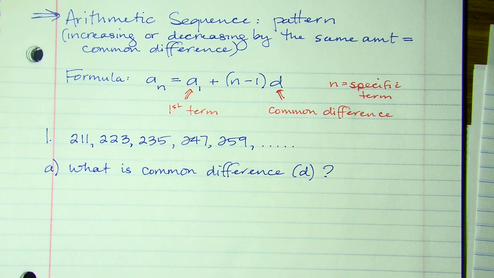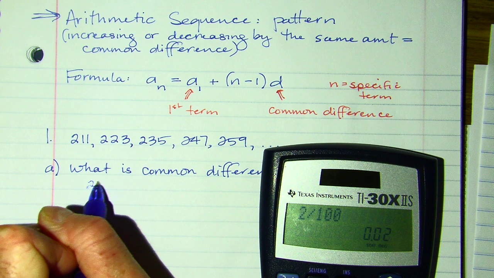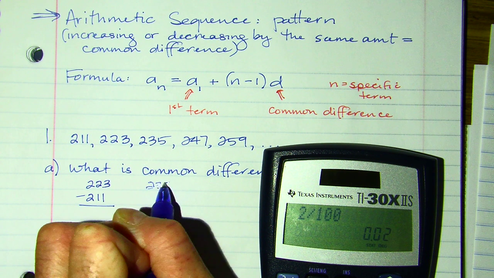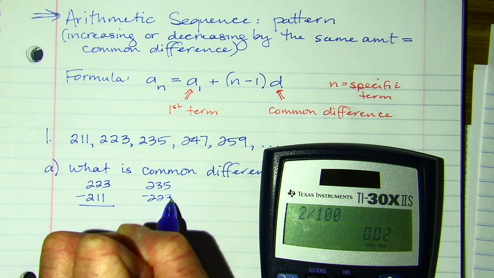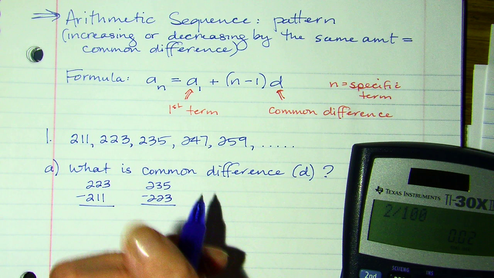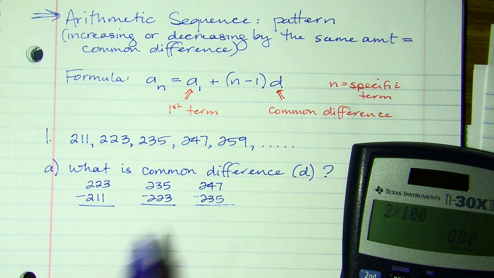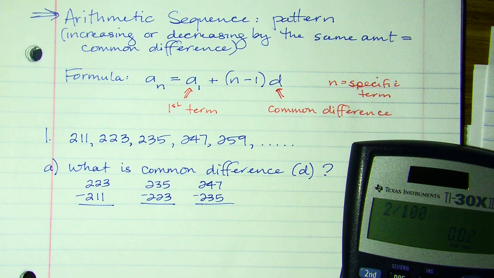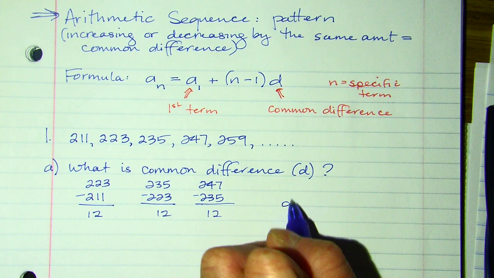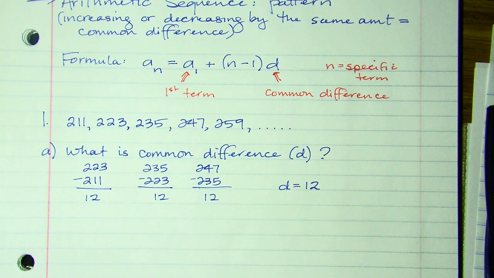So I'm simply going to take a calculator and subtract my terms. For example, 223 minus 211, what do you get? Or 235 minus 223. Pick any two terms and subtract the one before it. It should be the same number if this is an arithmetic sequence. If you take your calculator and subtract any of these, I got a difference of 12. So d equals 12.